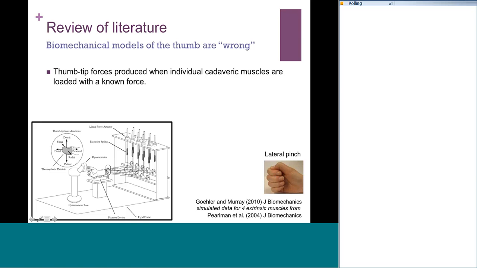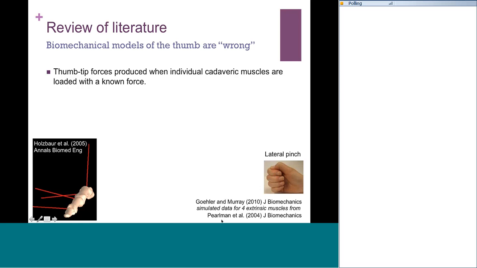So what we did is we tried to predict the thumb tip forces produced when individual cadaveric muscles were loaded with a known force, replicating Francisco's experimental data from Cornell. And the first author on that is Perlman. It was published in 2004. Given his results and conclusions from the 2003 paper that it was really the kinematic representation, we were lucky enough to have the collaboration that Kate Saul and I are involved in.